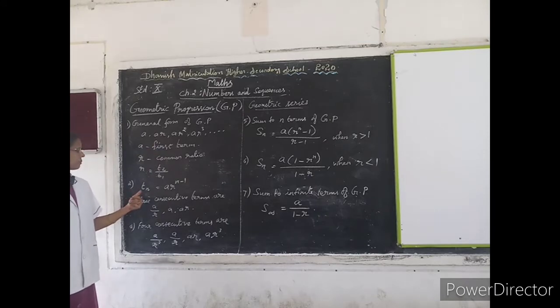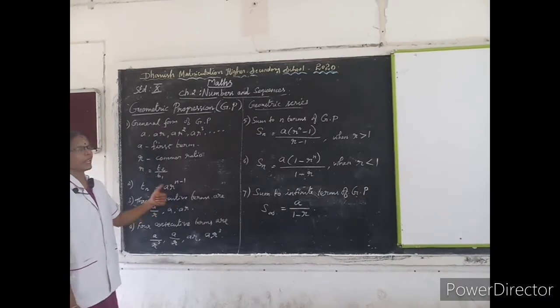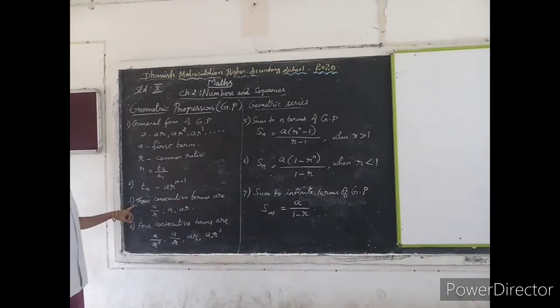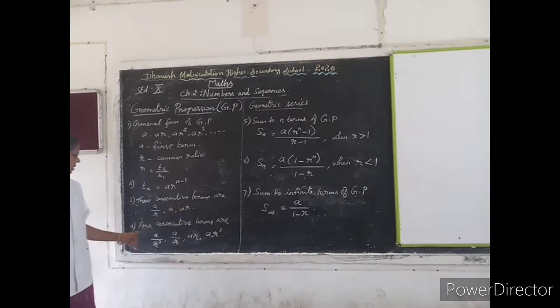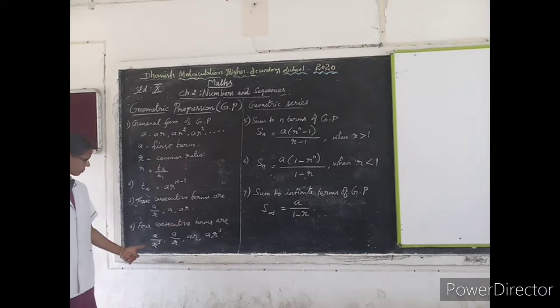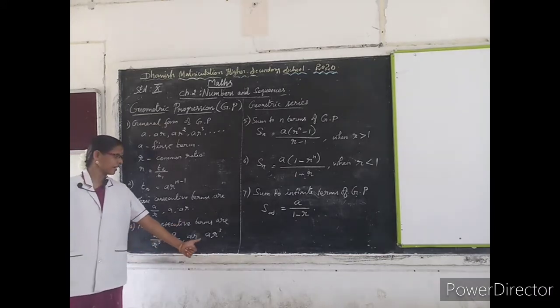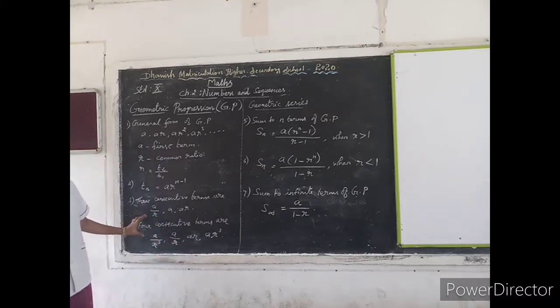Here, the nth term for GP is Tn equals AR power n minus 1. Three consecutive terms should be taken as A by R, A and AR. Then four consecutive terms are A by R cube, A by R, AR, then AR cube. Like this only we should take.